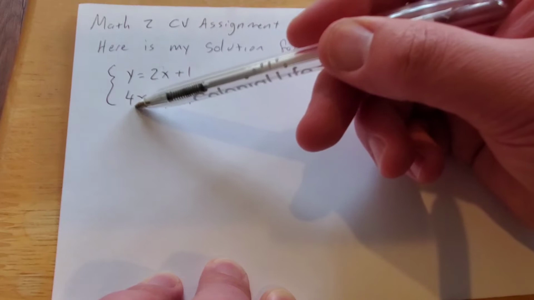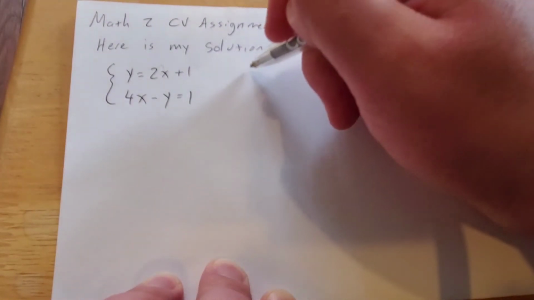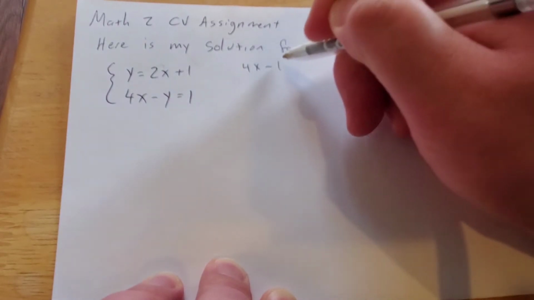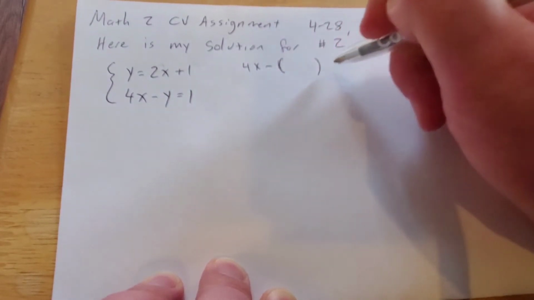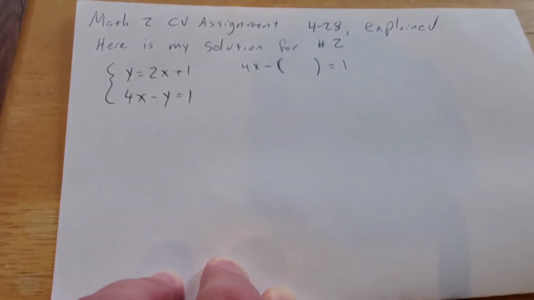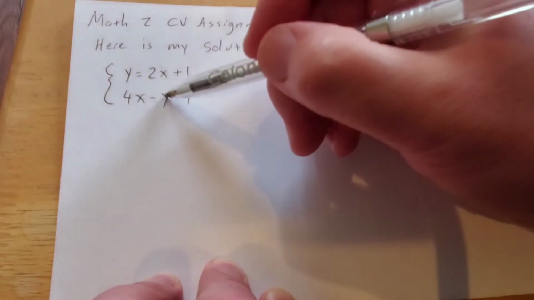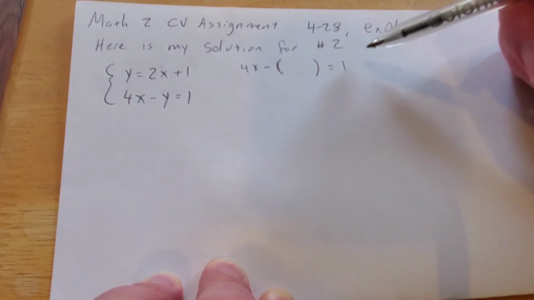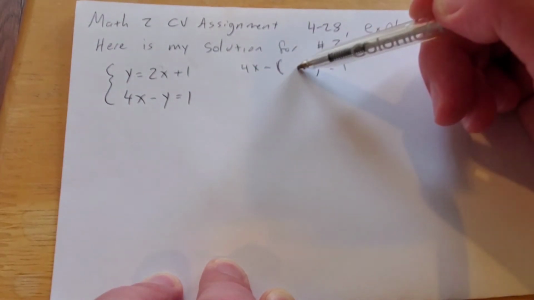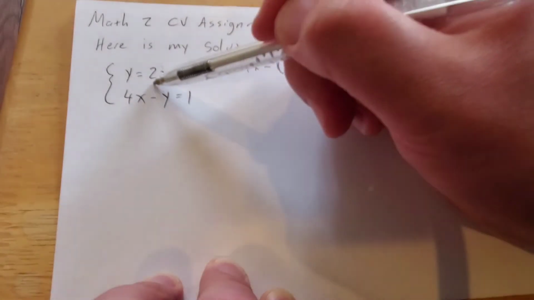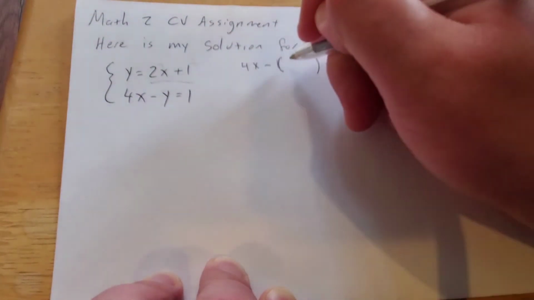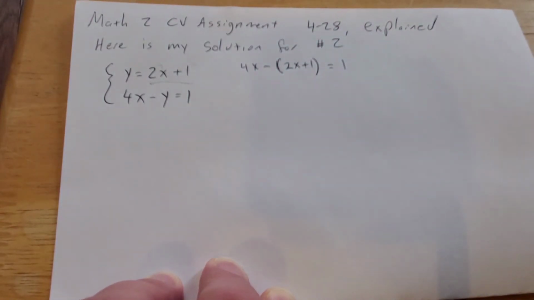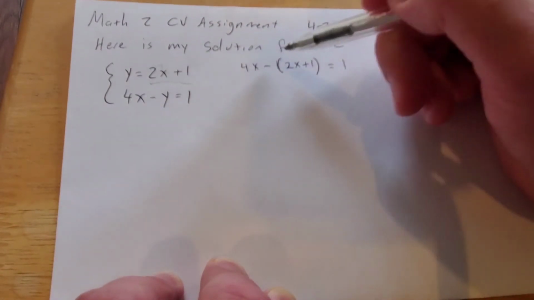I'm going to rewrite this second equation here. So I've got 4x minus, but I'm going to leave a little space in the form of parentheses, because what I'm going to do is take this y out. This is 4x minus y equals 1, but I'm going to take the y out and put in what y equals, which is 2x plus 1. Then I will use the distributive property.